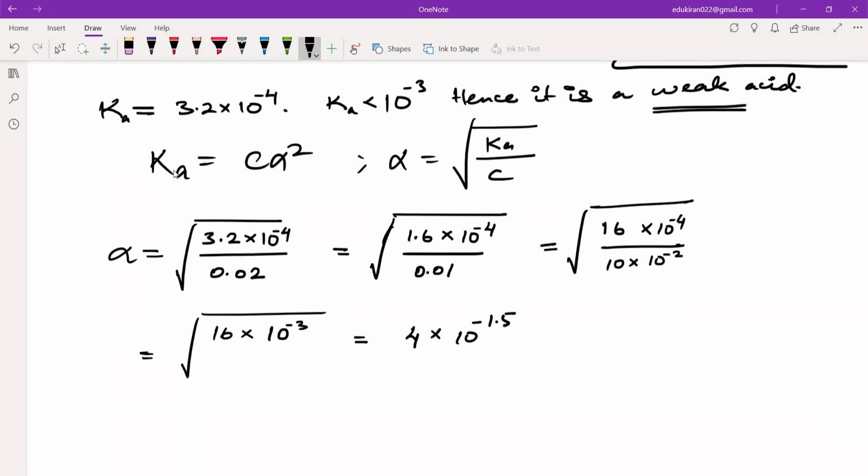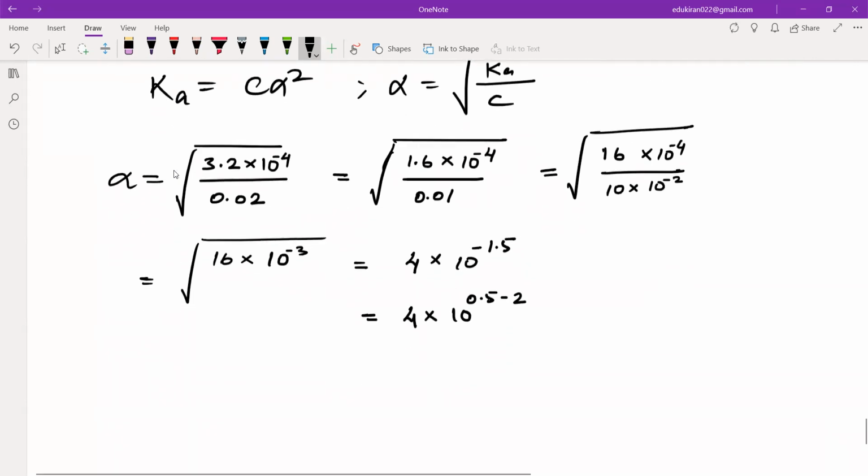Yes or no? This will be the answer, 10 to the power minus 1.5. Okay, so how will we solve this? 10 to the power minus 1.5 can be written as 0.5 minus 2. This will be equal to 10 to the power 0.5 into 10 to the power minus 2.